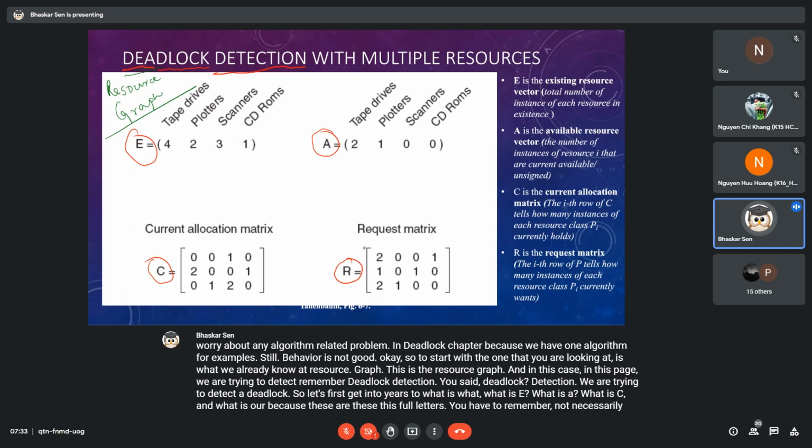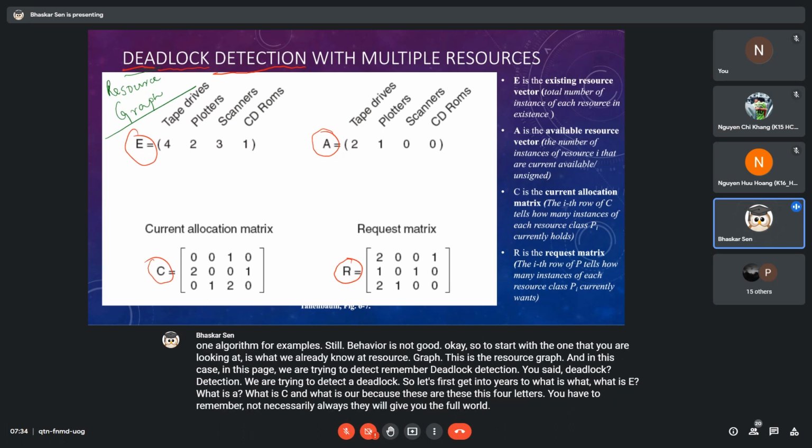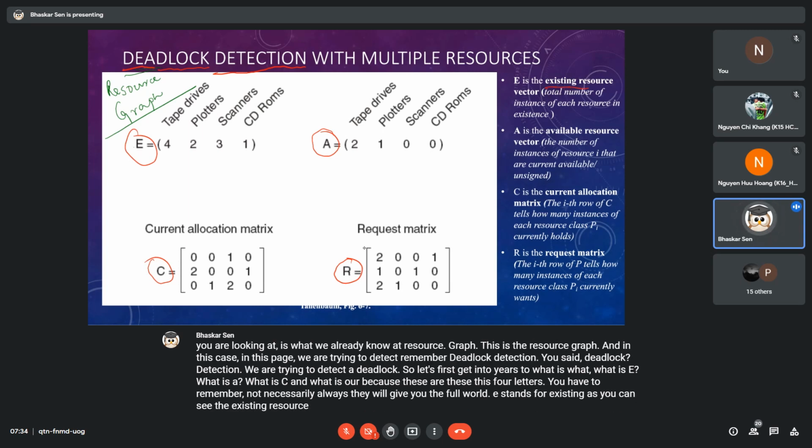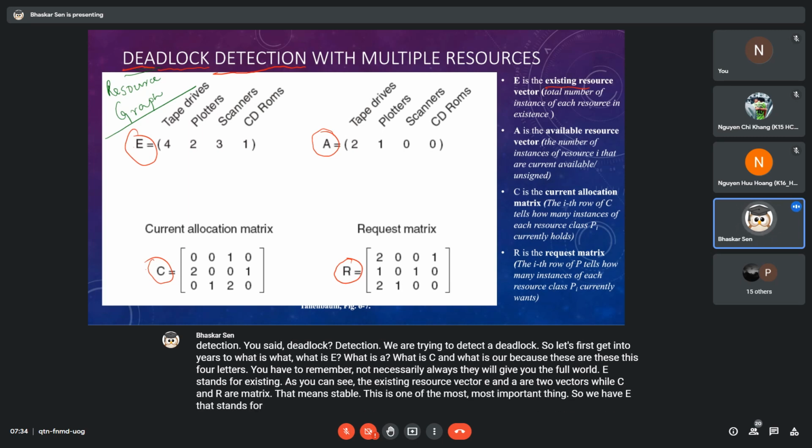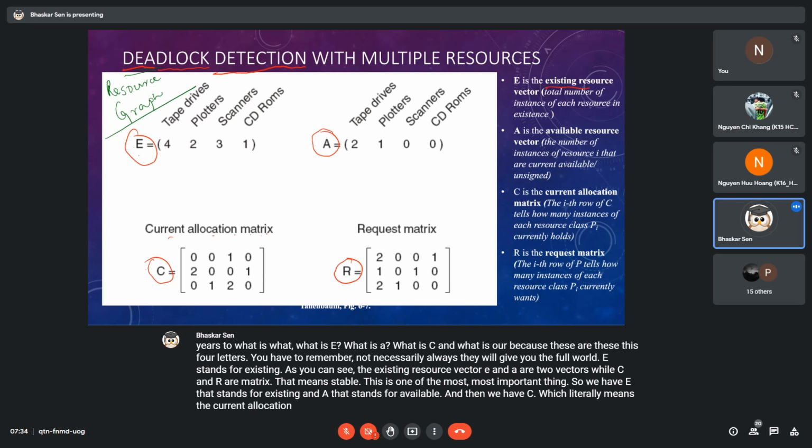Not necessarily always will they give you the full word. E stands for existing, as you can see, the existing resource vector. E and A are two vectors, while C and R are matrices, that means tables. This is one of the most important things. So we have E that stands for existing, A that stands for available, and then we have C, which literally means the current allocation matrix, that is, at this very moment. Current literally means after the last allocation.